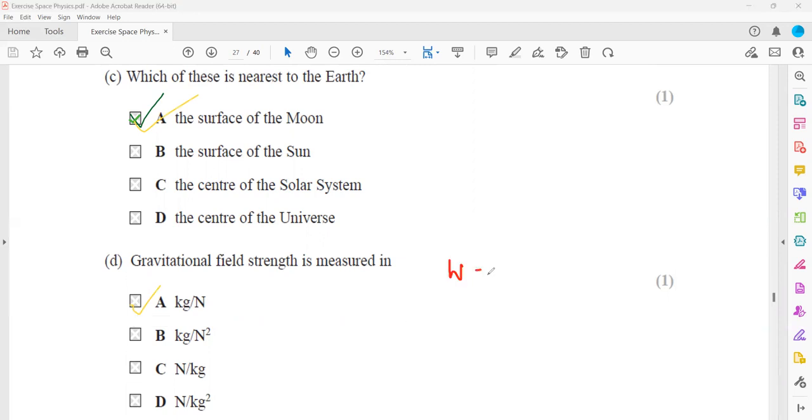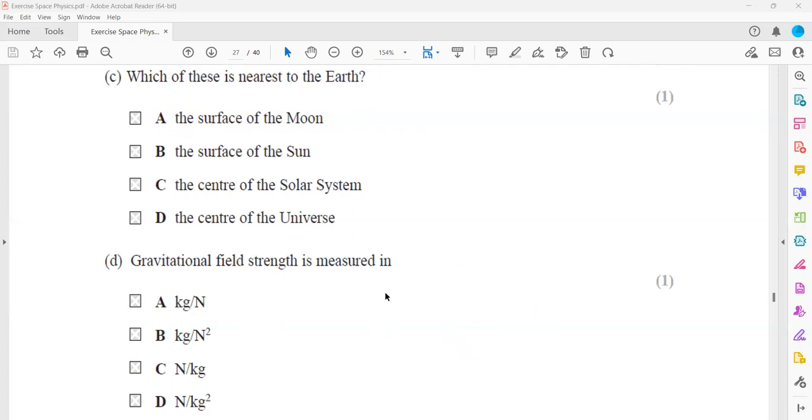Weight is mass times gravity. So gravity is weight divided by mass. What is the unit of weight? That is Newton. And what is the unit of mass? That is kilogram. So it should be Newton per kilogram. That's why C will be the answer. So the value of the gravitational field strength is Newton per kg.